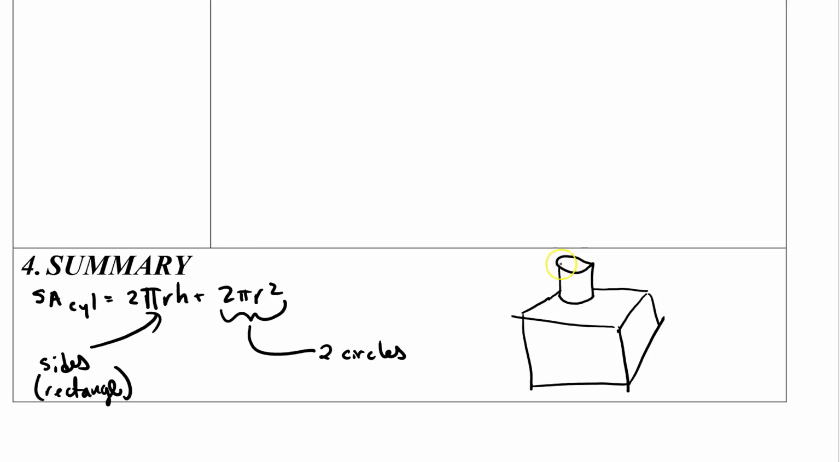Well, we would only need to have one of the circles. Do you see what I'm saying? Because this one's attached and wouldn't be covered with the paint. So if you know which part is which, it's not just a mindless formula. You know that the 2 pi r squared are the two circles on the top and bottom, and the 2 pi r h is the sides. Then it'll be helpful to you because you'll have to do actually less work.